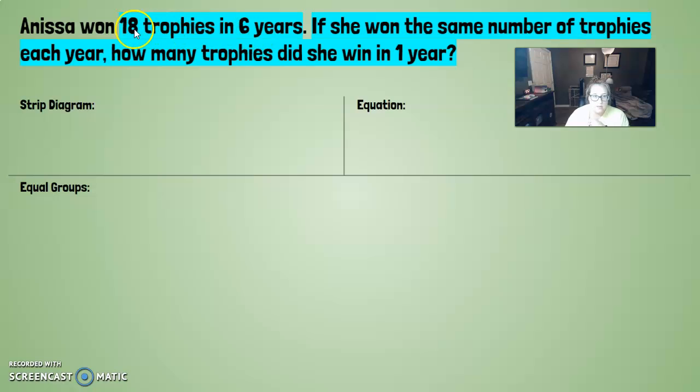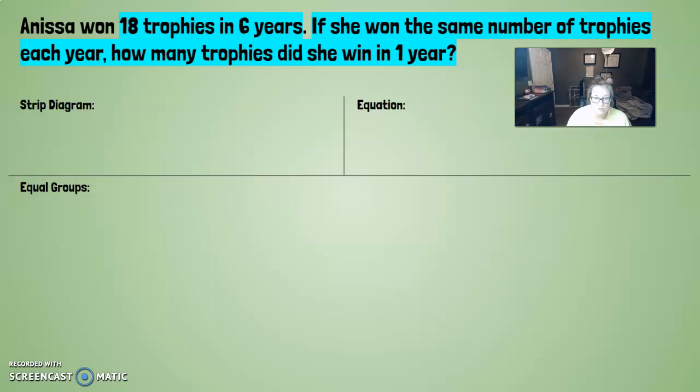Well, I know 18 trophies in 6 years is pretty important, so I'm going to highlight it. And my question is, if she won the same number of trophies each year, that's telling me equal groups right there. How many trophies did she win in 1 year? So the first thing I'm going to do is draw my strip diagram. So let's think about this. If she has 18 trophies and she won those in 6 years, what's my strip diagram going to look like?